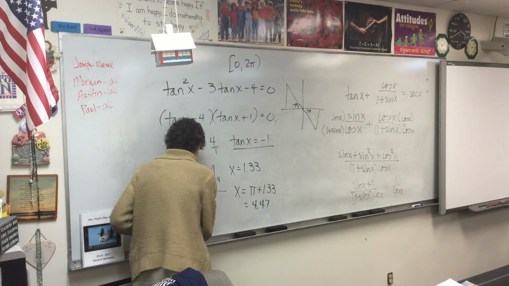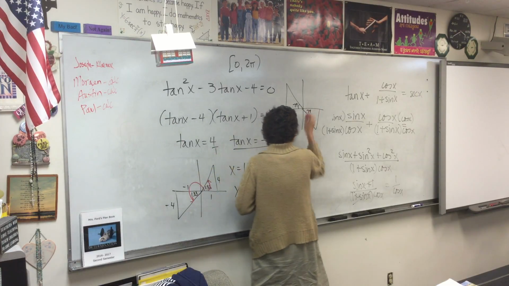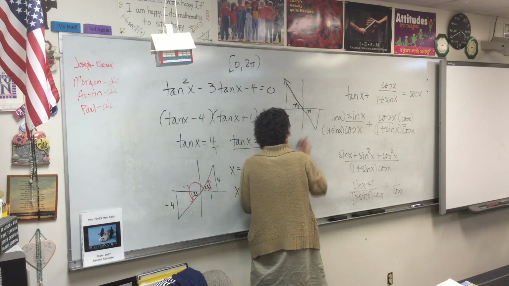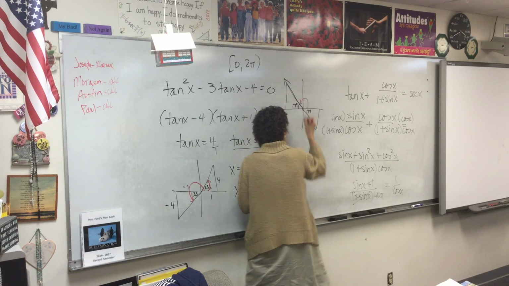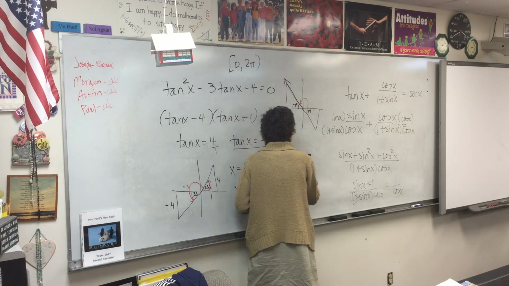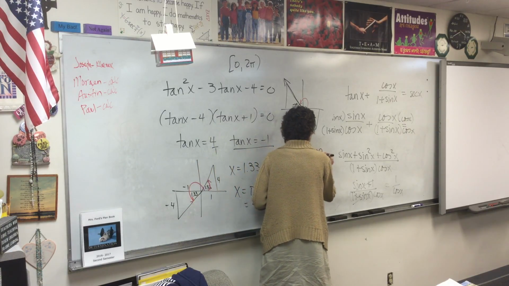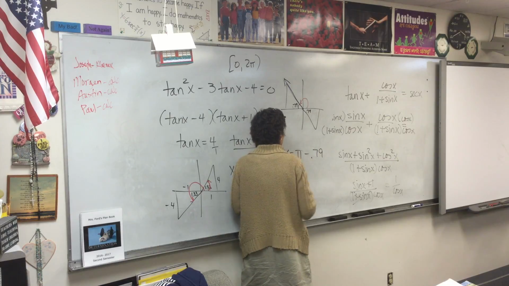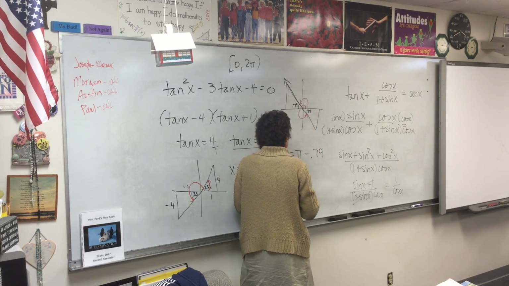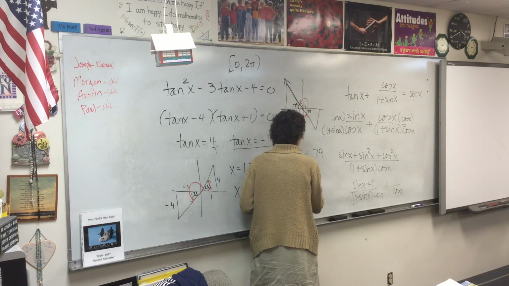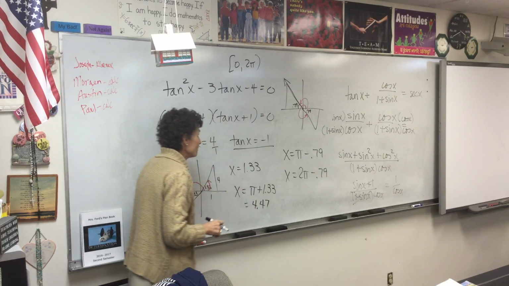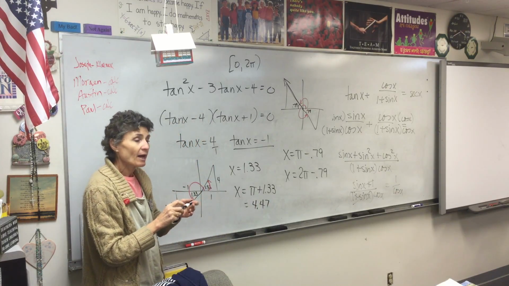So what are the answers then? The answers, the diagonal lines are the angles. This is your angle. So this is your answer. How are you going to find it? Pi minus 0.79. And while I'm here, how am I going to get the other one? 2 pi minus 0.79.